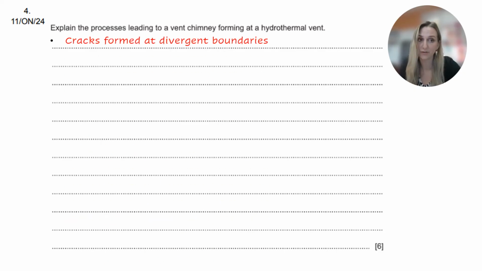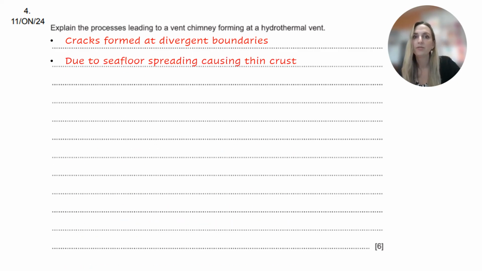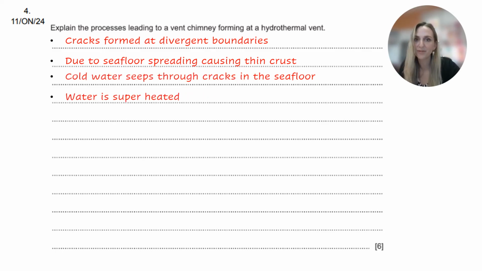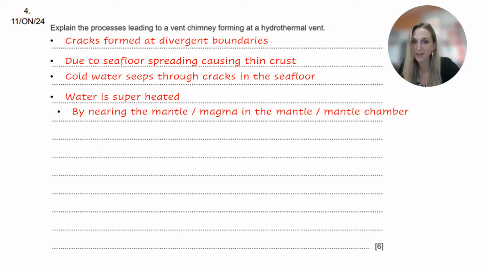So cracks are formed at divergent boundaries, or you could say there's cracks at divergent boundaries, due to seafloor spreading, because the crust is thin. Cold water will seep through the cracks in the seafloor. Water gets superheated by nearing the mantle, or by being near the magma in the mantle, or by being by the, I don't want to say mantle chamber. The mantle is the chamber. Magma chamber. Yeah, the magma chamber.